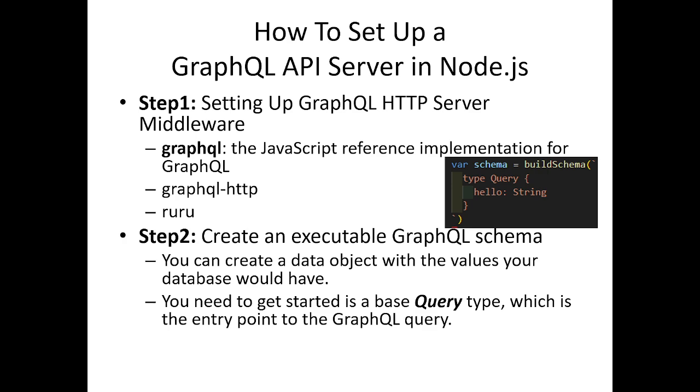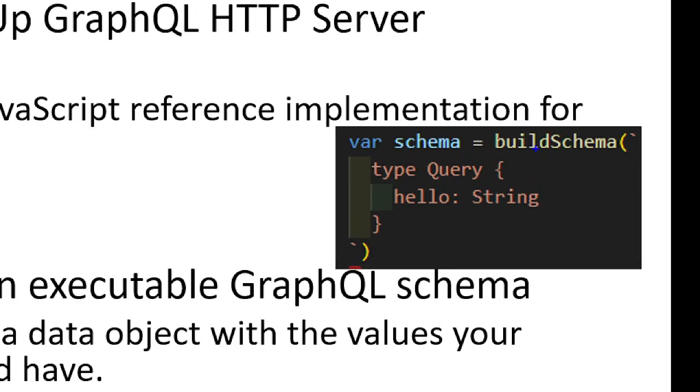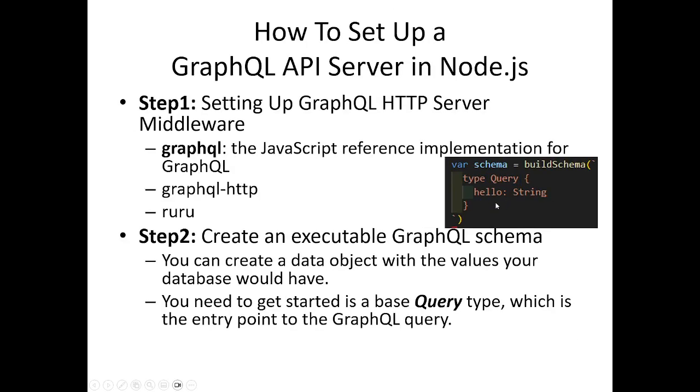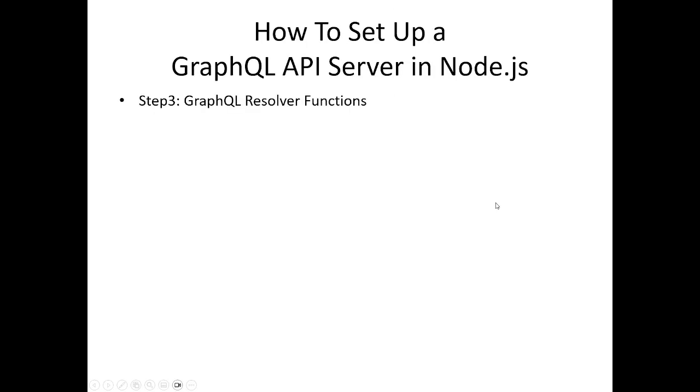The schema over here is very interesting. We do have a schema, just a simple one, and our query is simply having one single property, which is hello. And we're going to see it in the example in a few seconds.